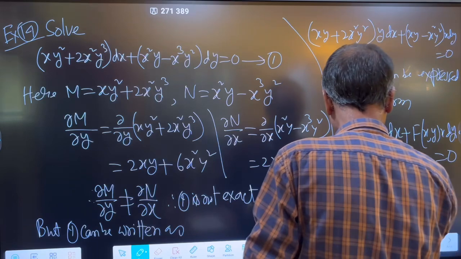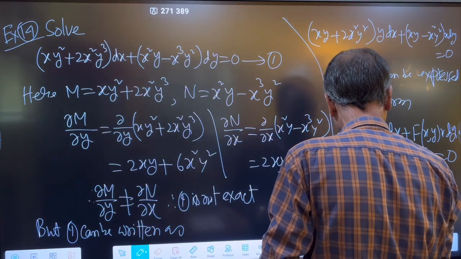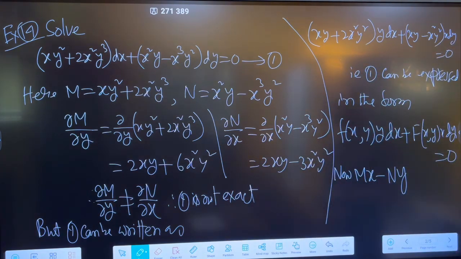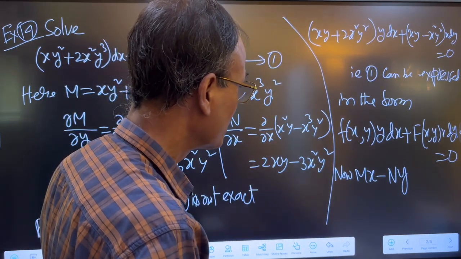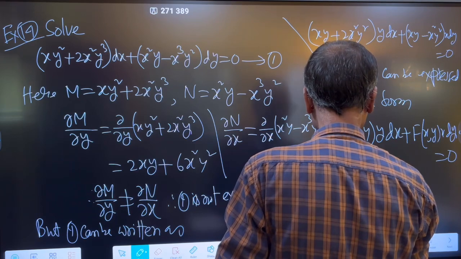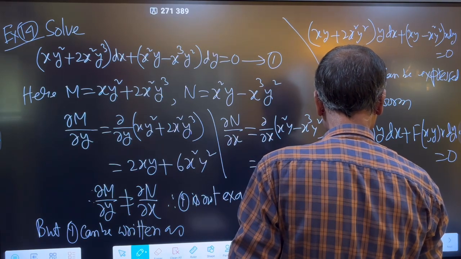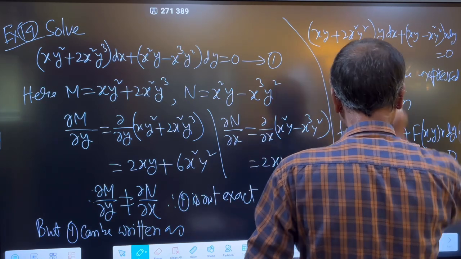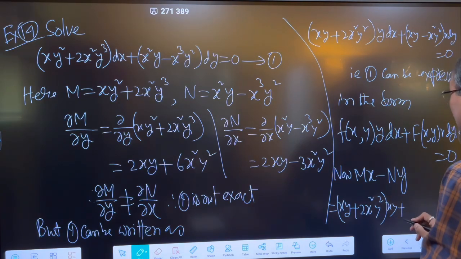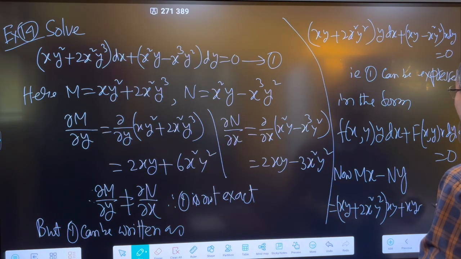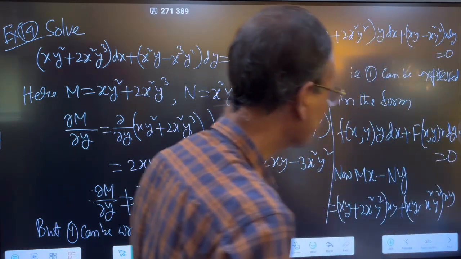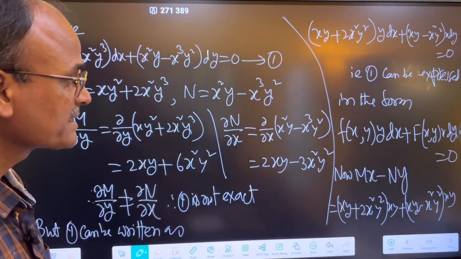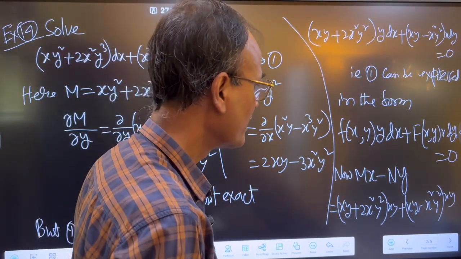Now mx minus ny. M means this, it is x. Mx minus ny will be equal to xy plus twice x square y square into xy, plus xy minus x square y square into again xy. Mx minus ny equal to this.